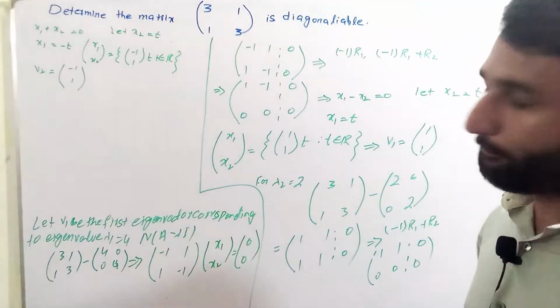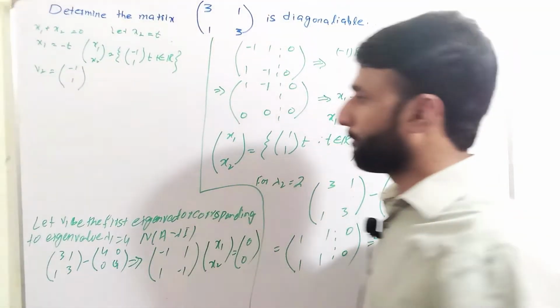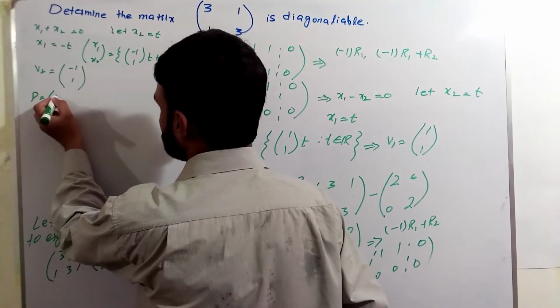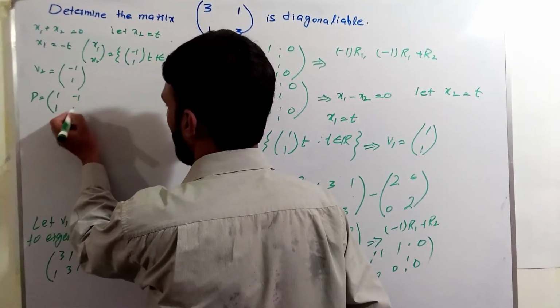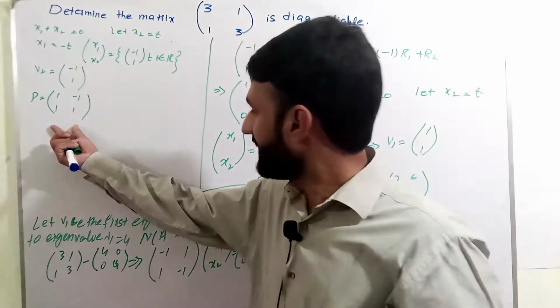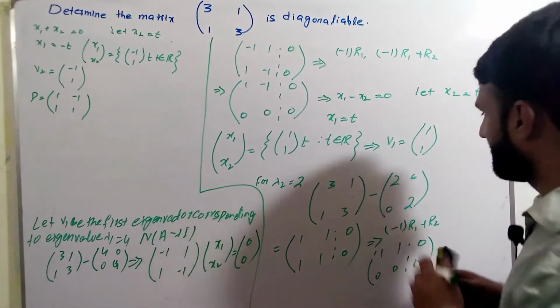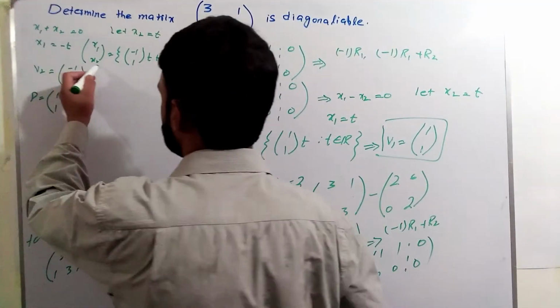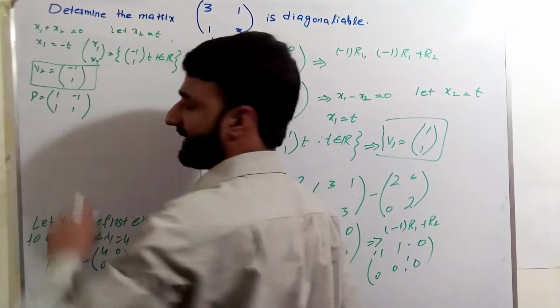Now we define a P matrix, right? The P matrix is basically the matrix in which you have eigenvectors. This is your first eigenvector, and this is your second eigenvector. P is always defined like this.